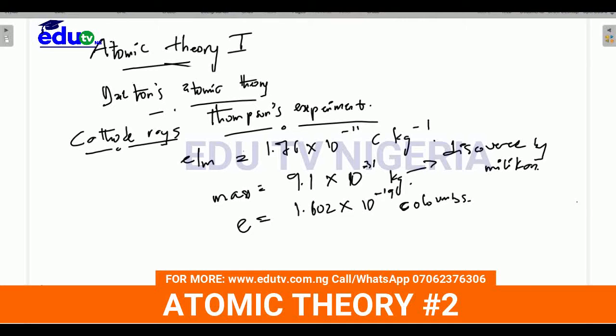In the oil drop experiment, we won't go into the description of that, but the mass of the electron was discovered by Millikan. This experimental discovery also proved that these electrons are negatively charged.